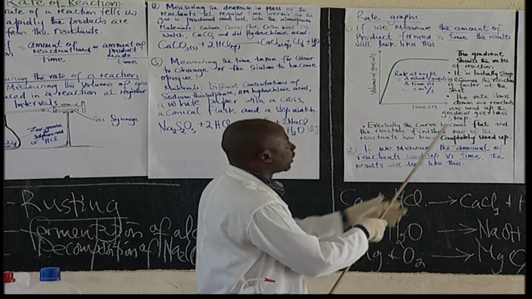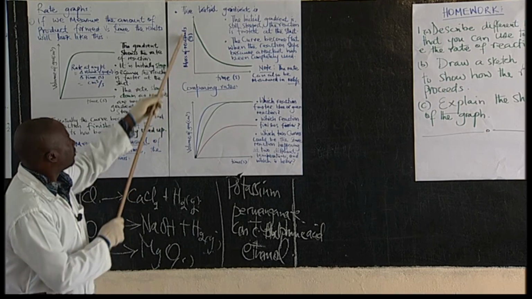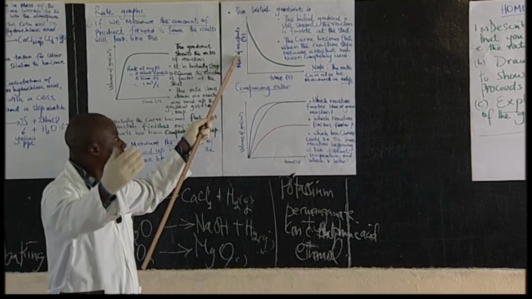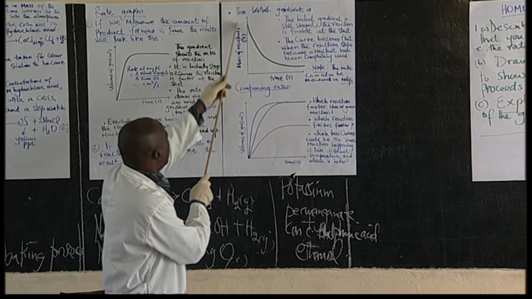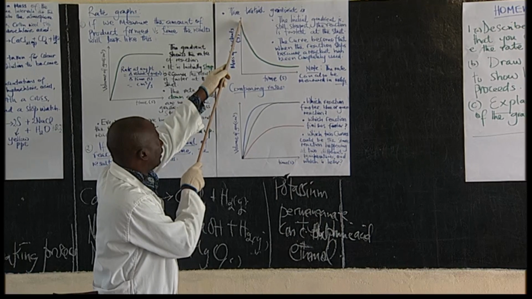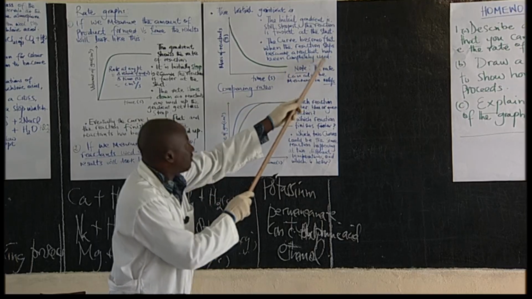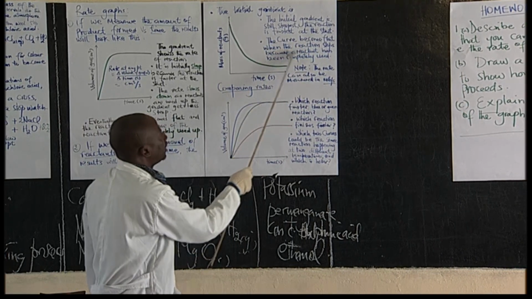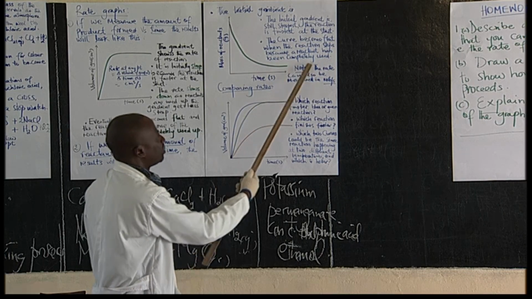The reactants will look like this. So this is the graph that we have to get. Mass of the reactants, we said measure the mass after certain intervals of time. Initially, the gradient is still steep when you start, at the beginning. So this is very steep, and then it curves and flattens off. The curve becomes flat when the reaction stops, because the reactant has been completely used.